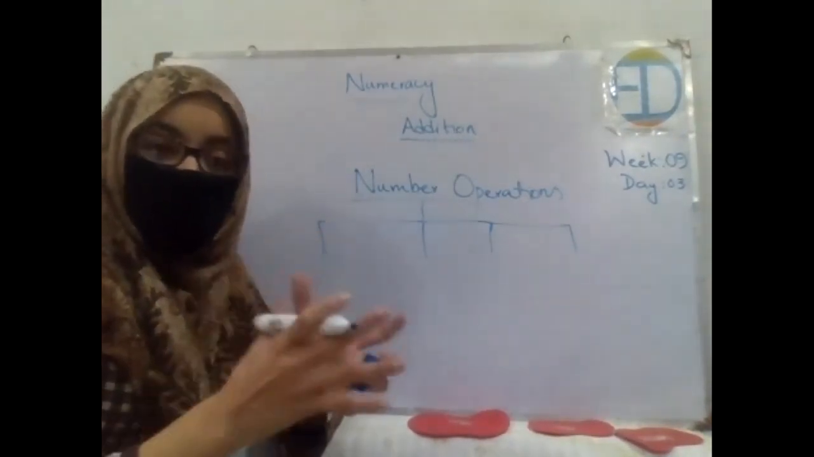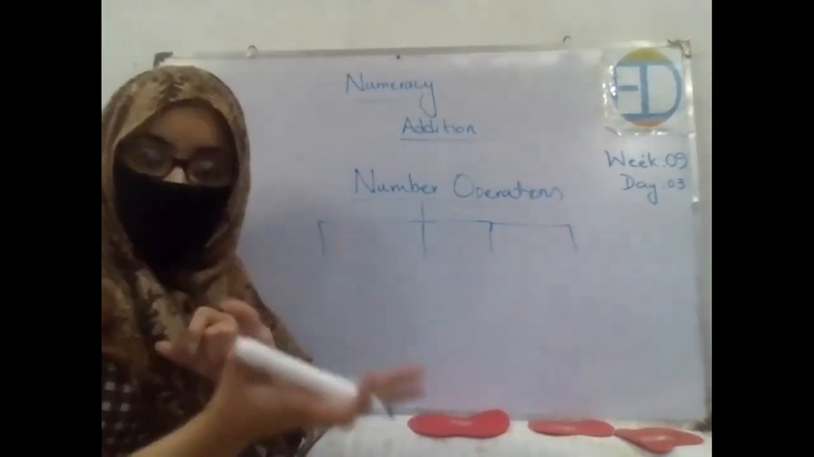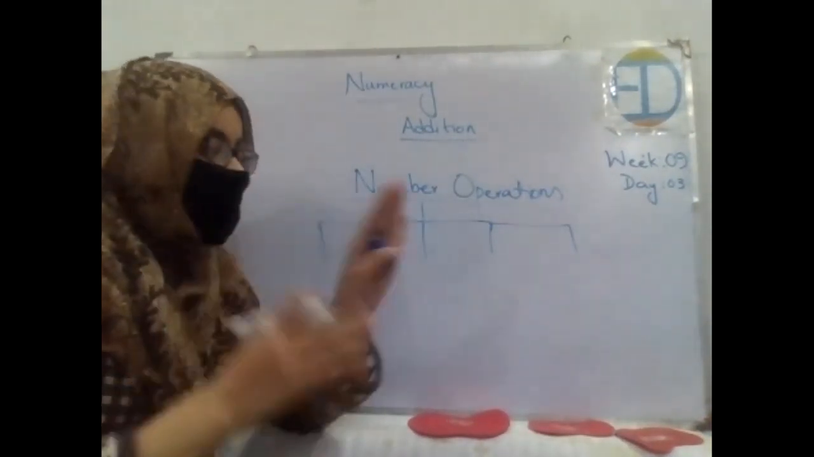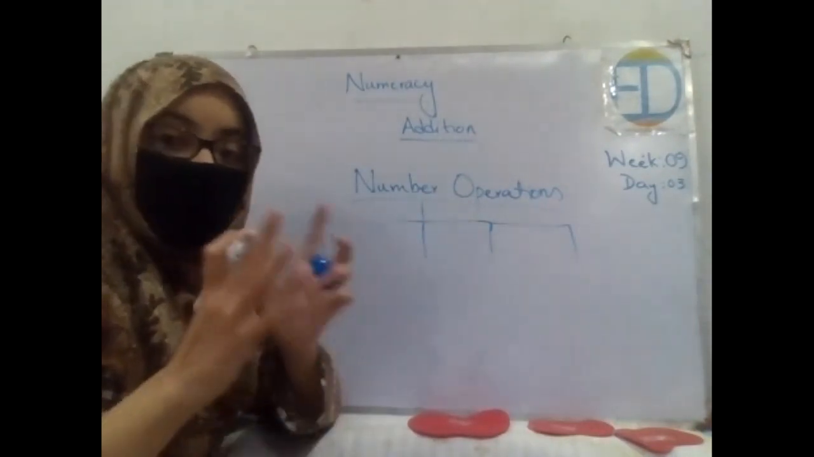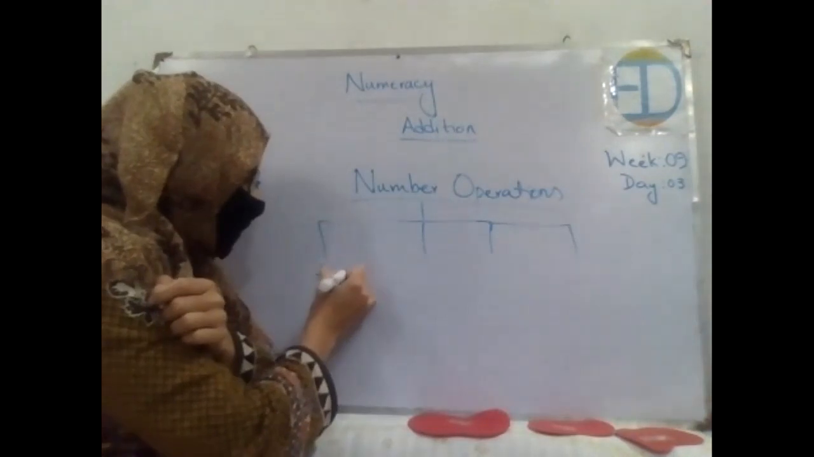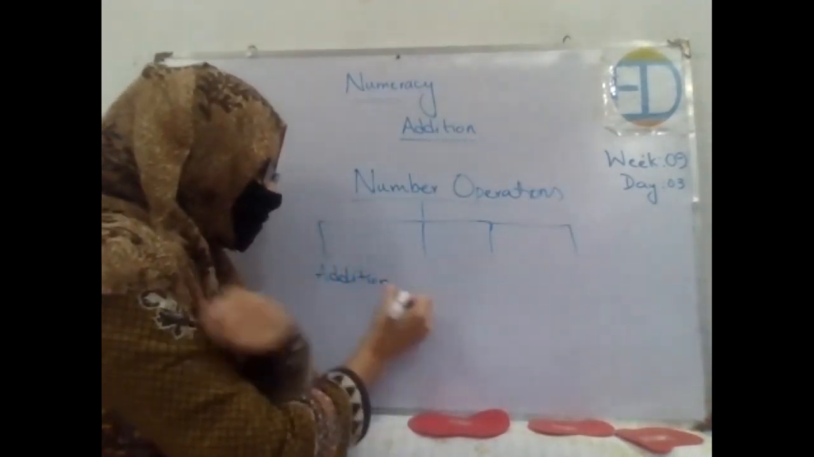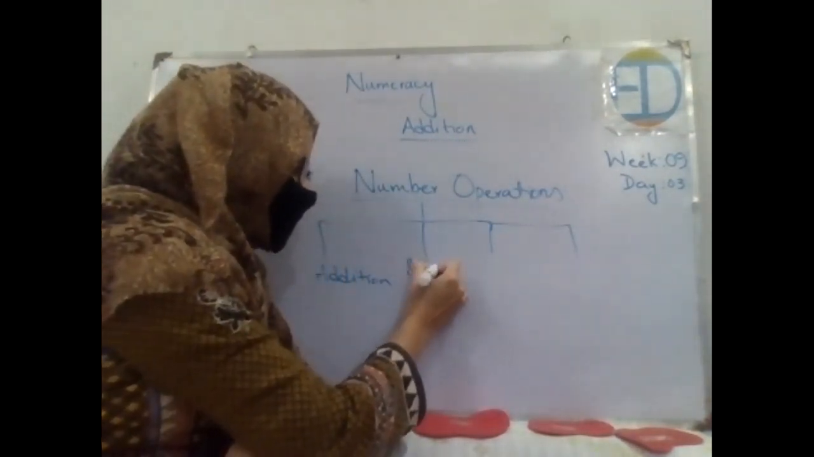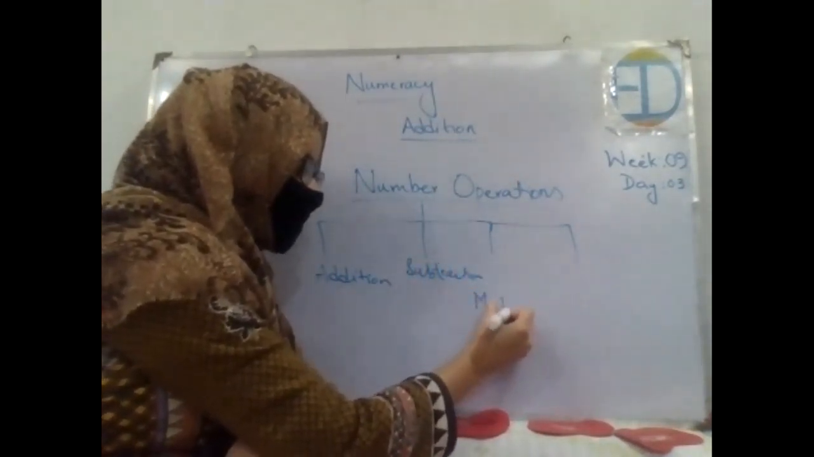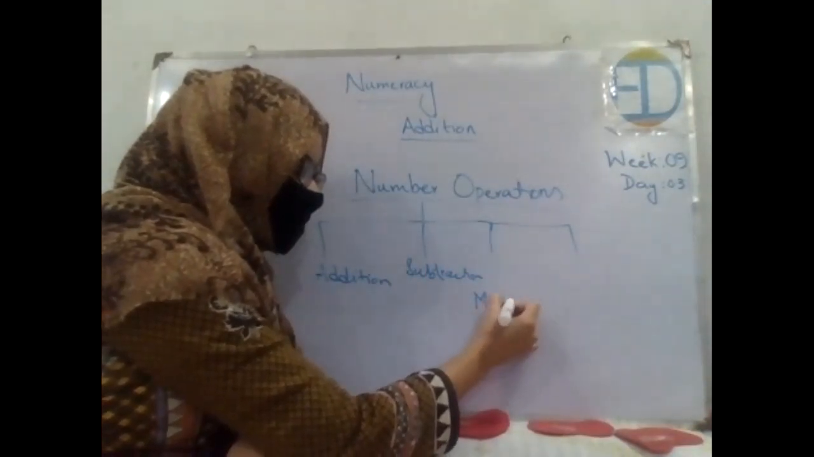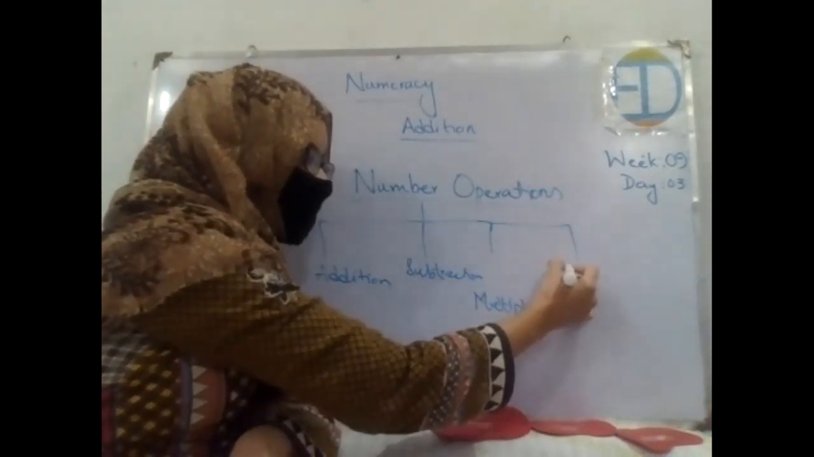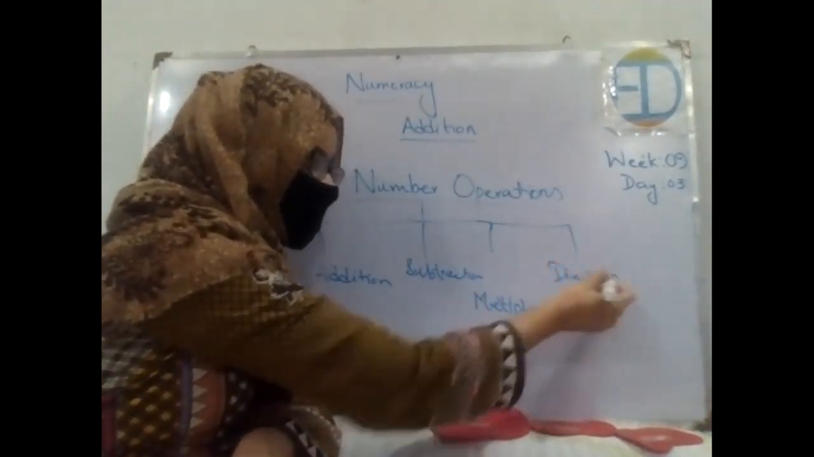So, in order to find the product, in order to find the sum, what basically we do with the help of these operations, we play with numbers, right? Let's say the four different operations are addition, then we have subtraction, then we have multiplication, and at last we have division, right?